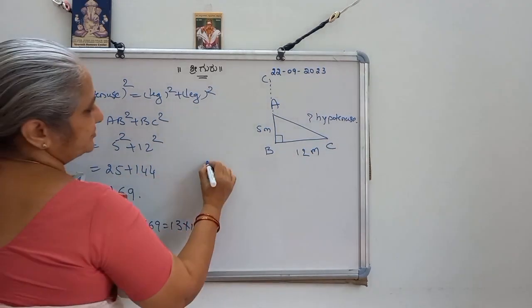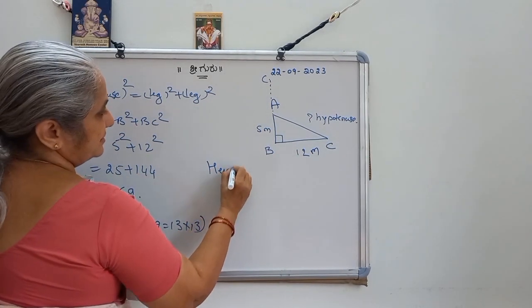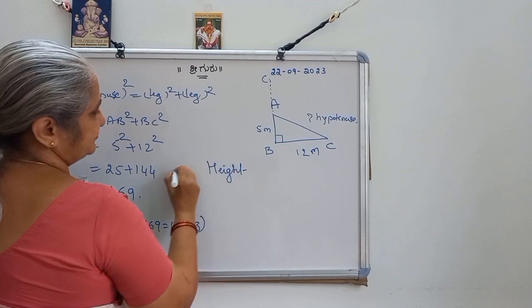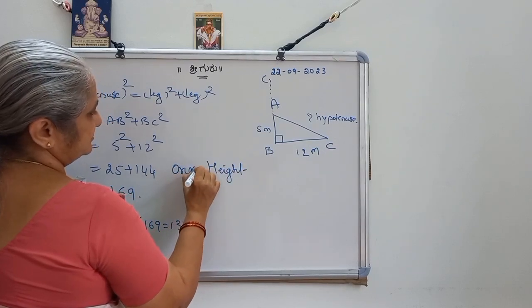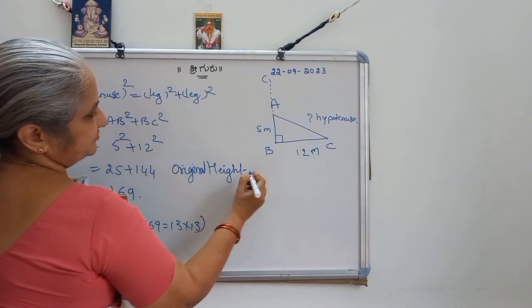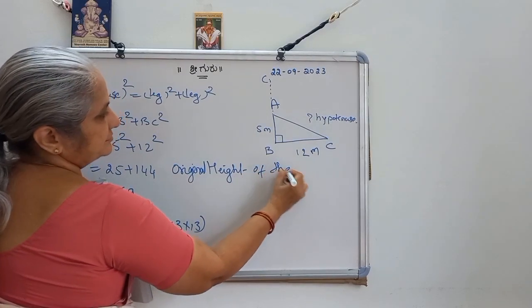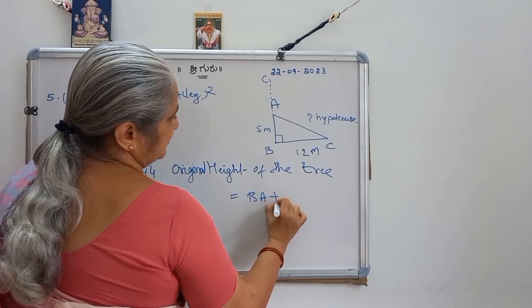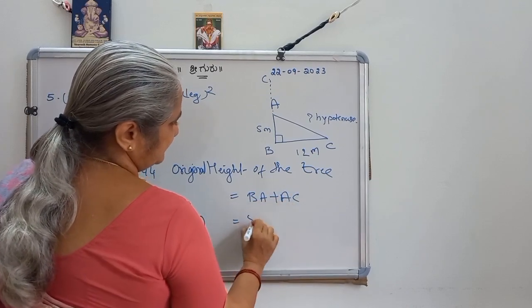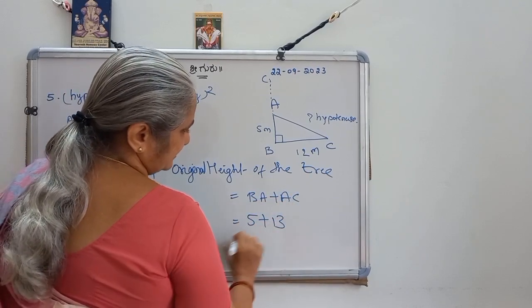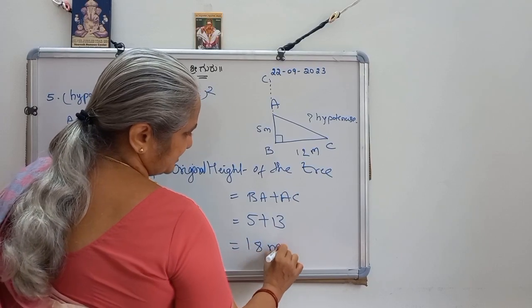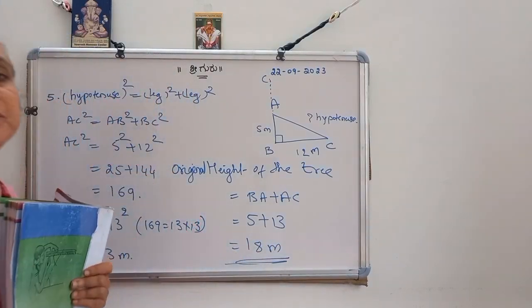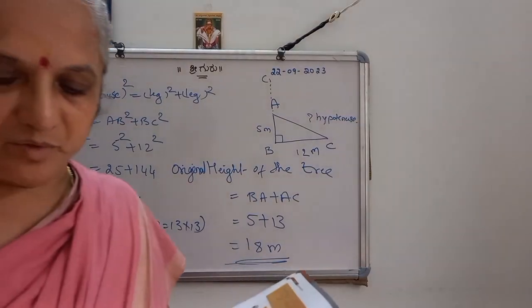Now, the original height of the tree is equal to BA plus AC. That is 5 plus 13. It is 18 meters. So this is how you should be able to solve the given problem.